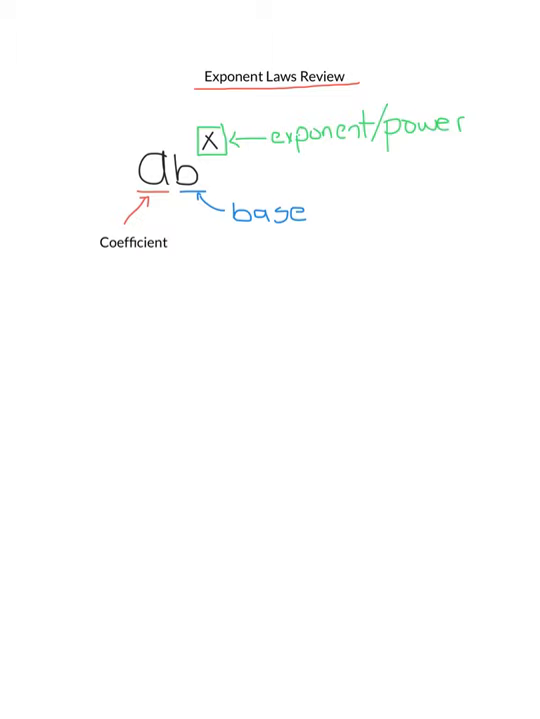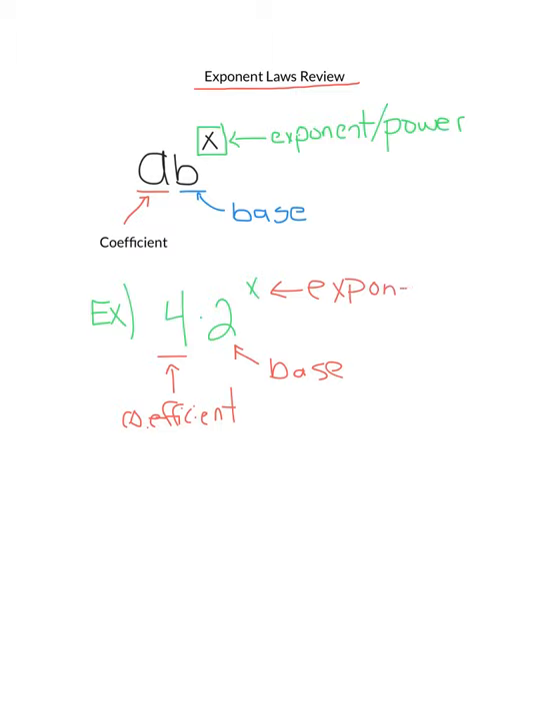Here you'll see we have an a that is called the coefficient, our b is our base, and the little number in the superscript here is an x, which is our exponent or a power. So if I was going to do an example with you right now and I said 4 times 2 to the x, the 4 would be my coefficient, my 2 would be my base, and my x would be my exponent.